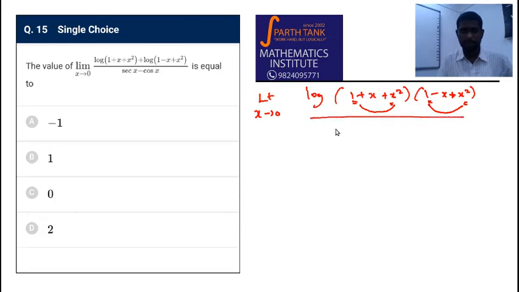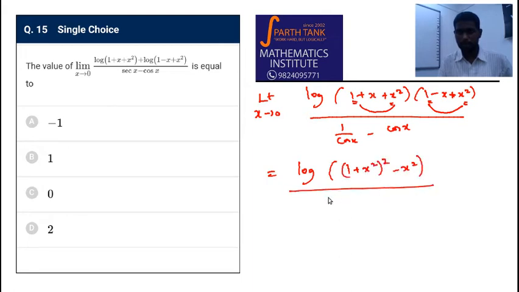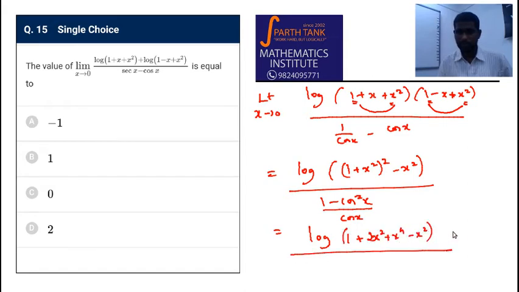And the denominator, let us simplify it a little bit. 1 by cos x minus cos x. So the numerator again, coming back, it is log of 1 plus x squared the whole squared minus x squared, by 1 minus cos squared x by cos x. So what happens to this? This is log of 1 plus 2x squared plus x power 4 minus x squared.